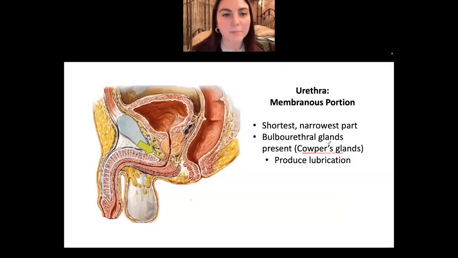So Cowper's glands is one of them. They line up. There's an analog on the female side as well. So again, just wanted to mention it. That's where they are. They're in this membranous portion of the urethra.